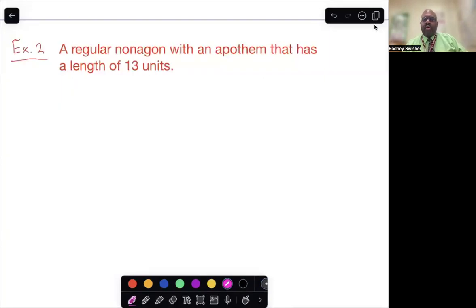Okay, we're now ready for problem number 2, which talks about a regular nonagon with an apothem that has a length of 13 units. So again, it's not necessary for you to draw a nonagon. But what we do need to do is establish that a nonagon does have 9 sides. So I'm going to go ahead and write that n is equal to 9 because of the nonagon. We also know, again, the apothem, which is going to be 13 units. So I'll just put A equals 13.